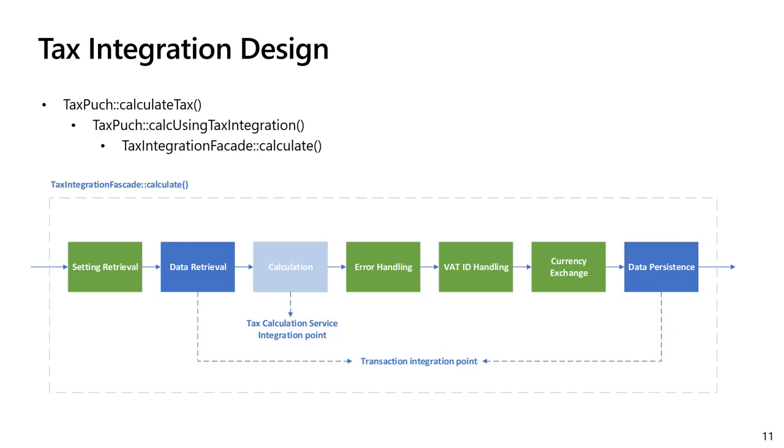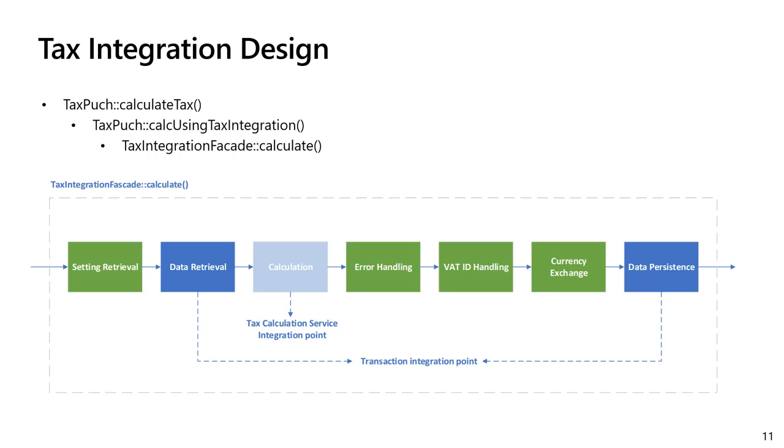The final stage is about data persistency. It will save all the calculation results into the TempTaxWorkTrans table, and this table will be used in the view sales tax form, and the result will also be used during the posting.